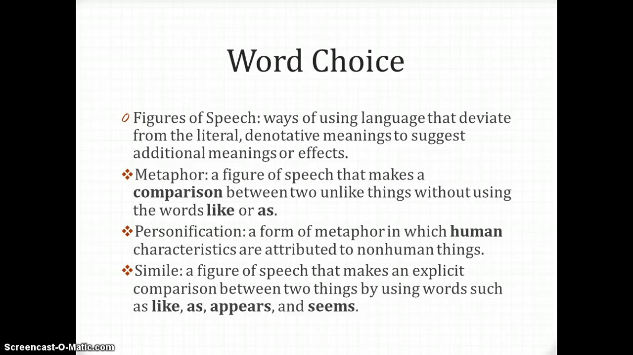And simile is a figure of speech that makes an explicit comparison between two things by using like, as, appears, or seems. Again, I'm pretty sure that that's a review. So just to show that you understand all of these terms, when you finish these notes, I'd like you guys to take a second to write an example of denotation, and then for connotation, list two words that are similar but have different connotations, and explain the connotations of those words.